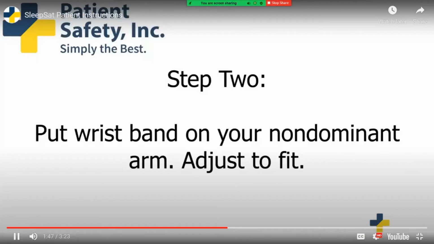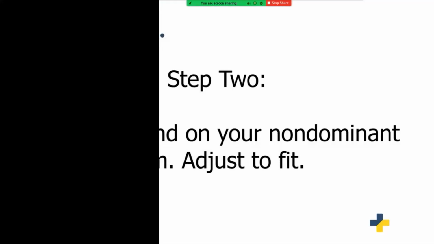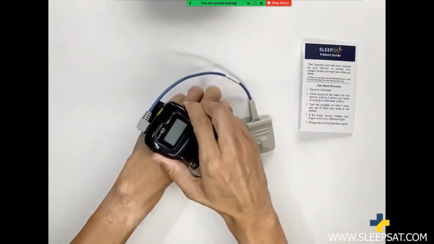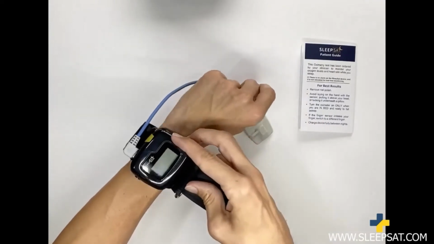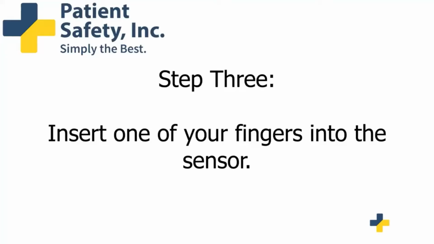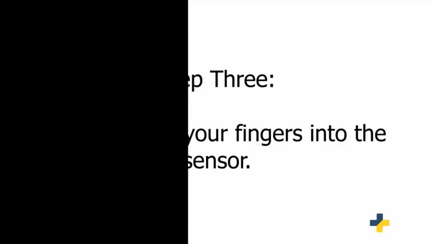Step 2, put the wristband on your non-dominant arm. Adjust to fit. Step 3, insert one of your fingers into the sensor. Make sure your finger is inserted completely. Your fingertip should touch the end of the sensor.